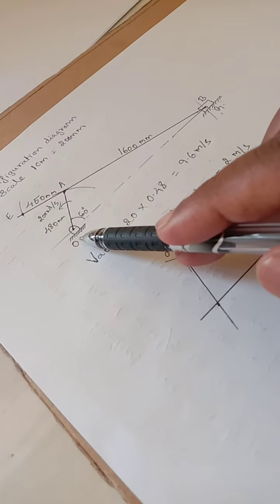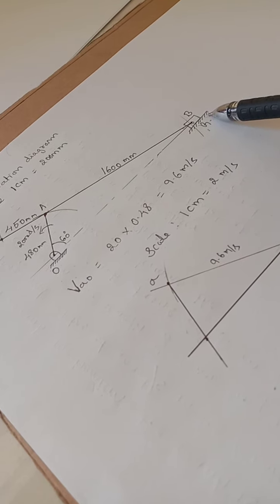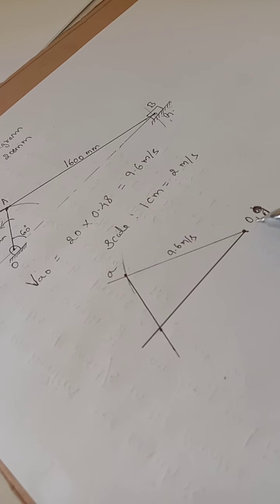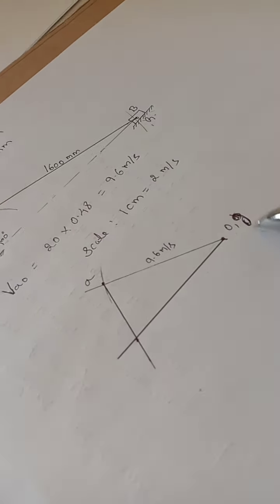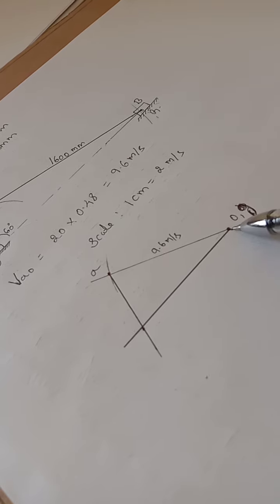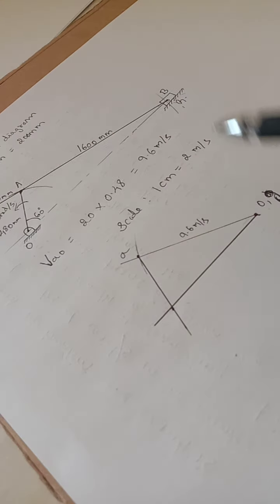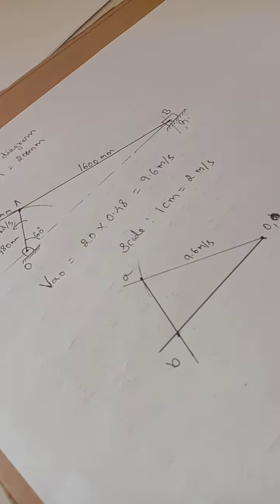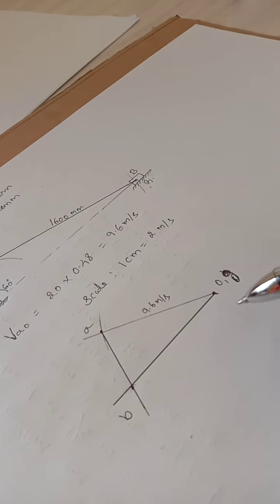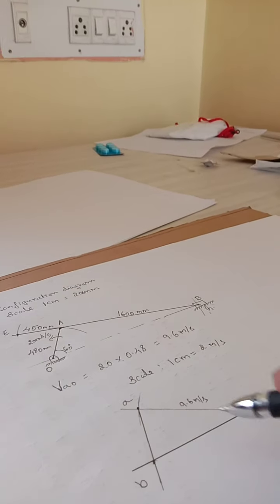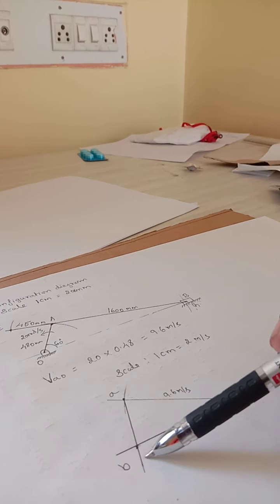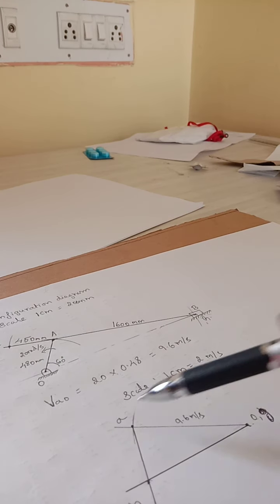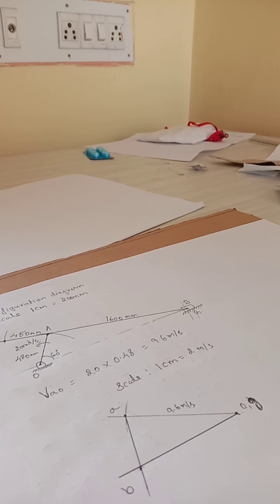So for that I am making this OB parallel, and from OG, that is O and G. G from OG, I am drawing a parallel line to OB. So I will get this point as B. Now OAB is the required velocity triangle.